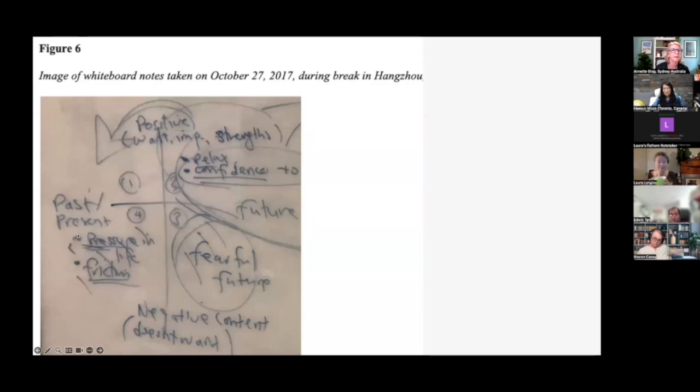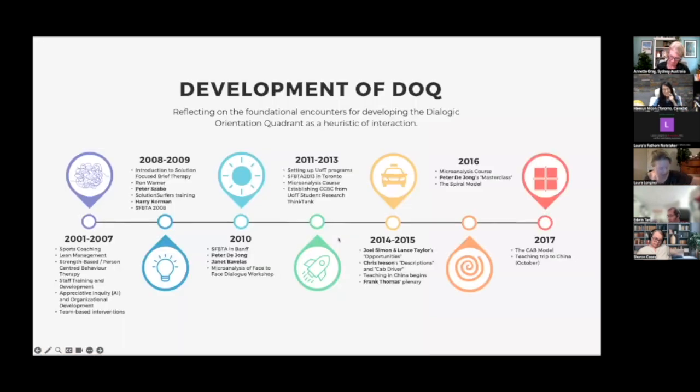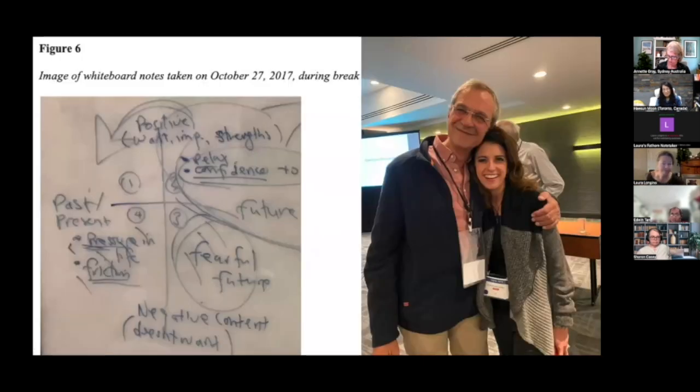And this was the very first time that I drew something like the quadrant. So 2017, and I thought, wow, I really like it. It makes a lot of sense. So this is how it developed over time. And the reason why you see some of these titles is because positive content and negative content are the languages that are used in microanalysis, specifically by this woman.